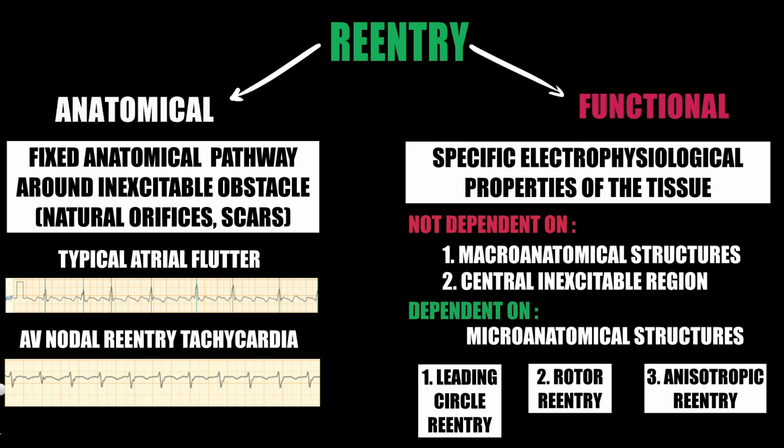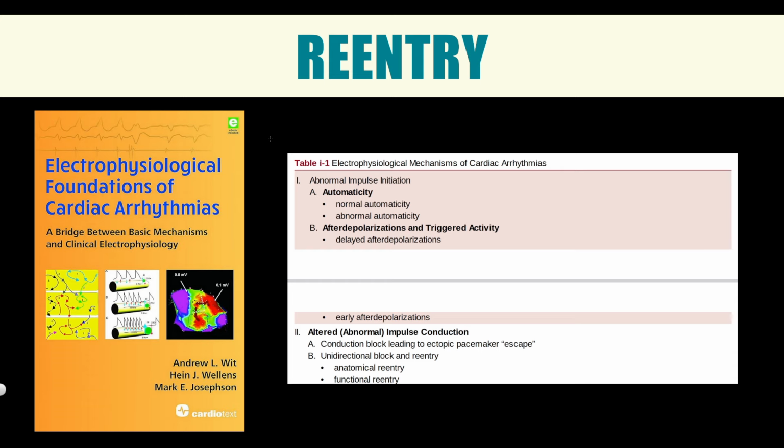Let's go! There are two basic groups of electrophysiological mechanisms that cause cardiac arrhythmias. The first one is abnormal impulse initiation. That includes automaticity and triggered activity. And the second one is abnormal impulse conduction. That in turn includes conduction block that leads to ectopic pacemaker escape and reentry.